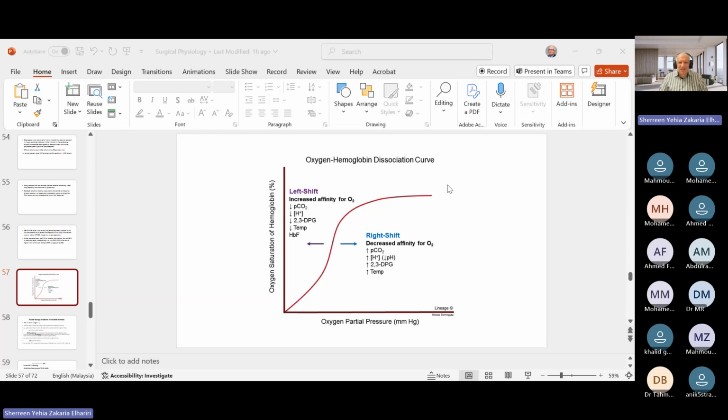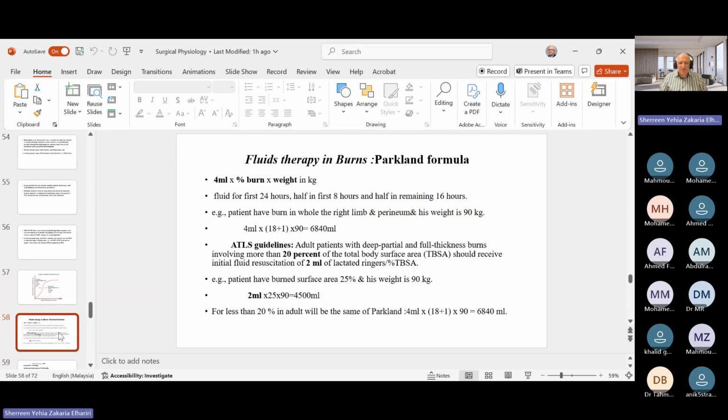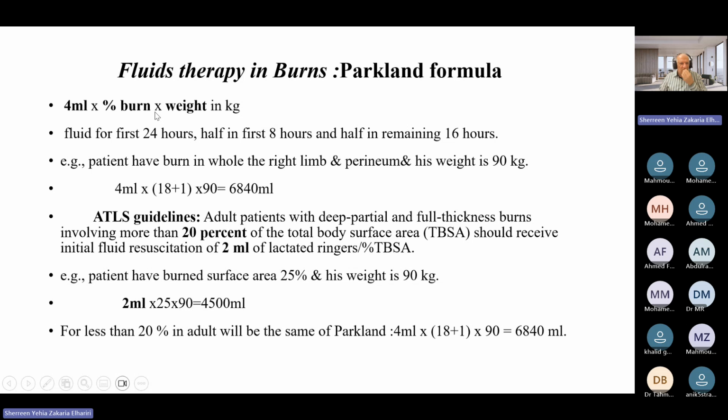Of course, sometimes you are asked about the oxygen dissociation curve and what shifts it to the right or to the left, so it's important to know that. I just tell you what is important for us, or for me, if we are asked.